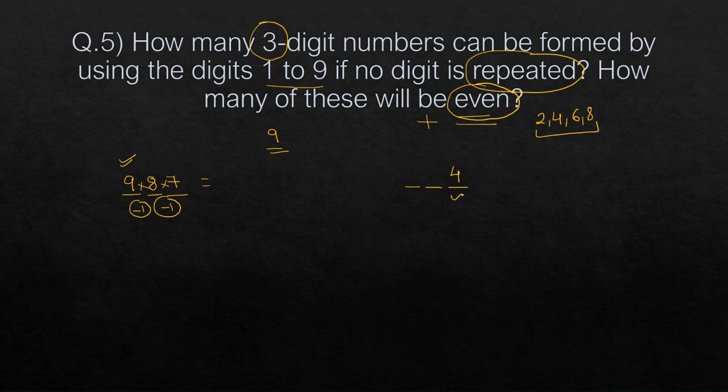So here we'll write 4. Now since we have used 1 digit here, at this place we can use just 8. In total we had 9, but since repetition is not allowed and 1 we have used here, we'll reduce it to 8 and then consequently 7. Now after calculating, 8 into 7 into 4 will be 224. So this will be the answer for the second part, and for the first part the answer will be 504.